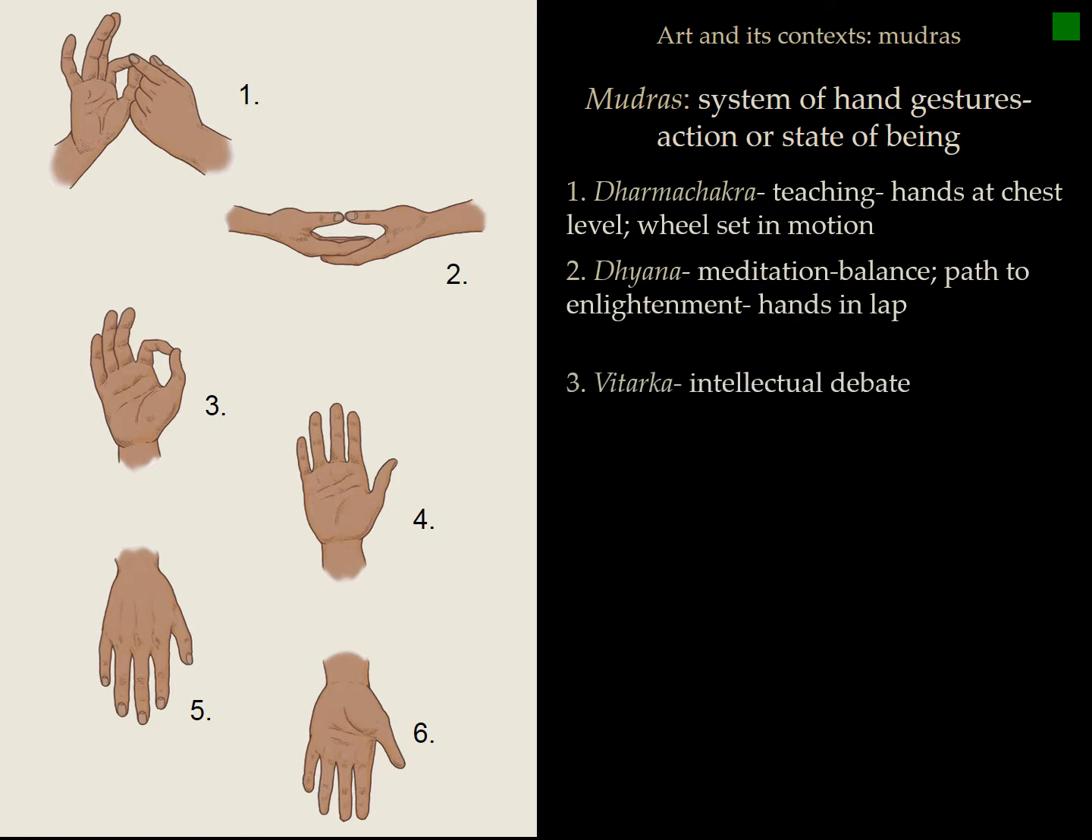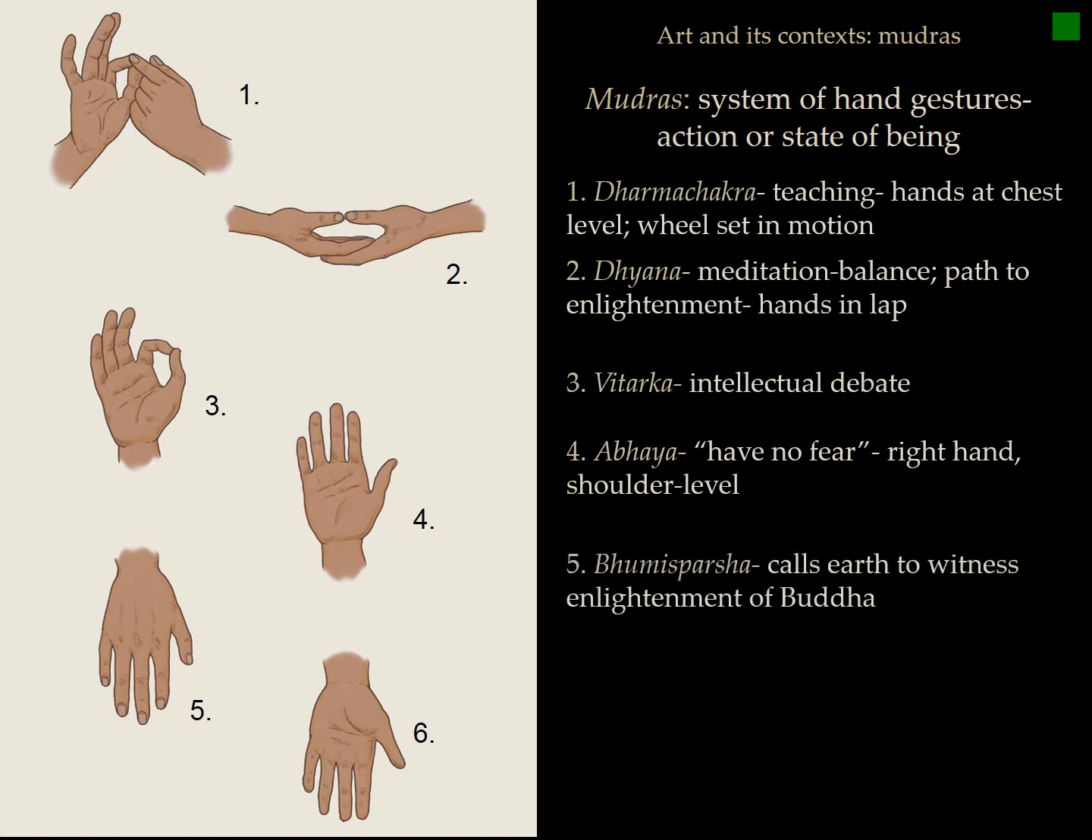The Vitarka is the intellectual debate pose in which you lift the right hand and place your thumb and index finger together, forming a circle. The abhaya is the have no fear gesture we just talked about, with the right hand raised at shoulder level. Thus, of course, is going to be seen across many Asian representations of figures that are ensuring that we have nothing to be concerned about and that we should relax.